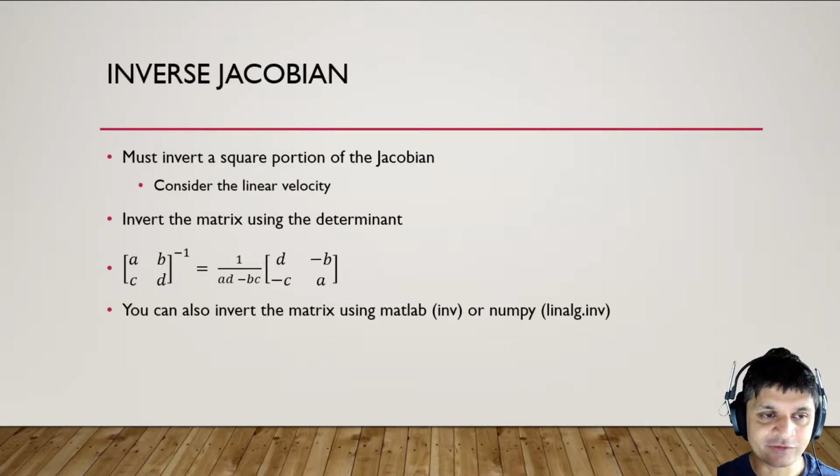Okay, but how do we get the inverse? Well, we need to invert the square portion of the Jacobian. So let's think about just the linear velocity for now again. I don't know if you guys remember how to invert the matrix using the determinant. I certainly didn't. I had to look it up.